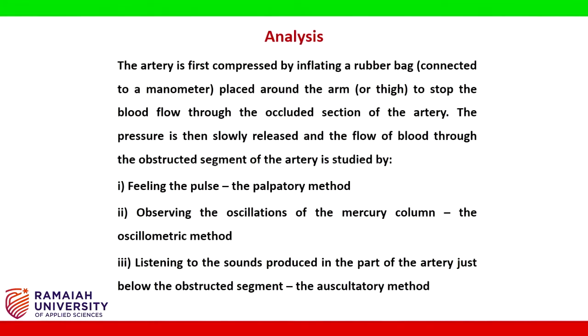Analysis: the artery is first compressed by inflating a rubber bag placed around the arm to stop the blood flow through the occluded section of the artery. The pressure is then slowly released and the flow of the blood through the obstructed segment of the artery is studied by feeling the pulse, that is palpatory method, observing the oscillations of the mercury column, the oscillometric method, and listening to the sounds produced in the part of the artery just below the obstructed segment, that is auscultatory method.